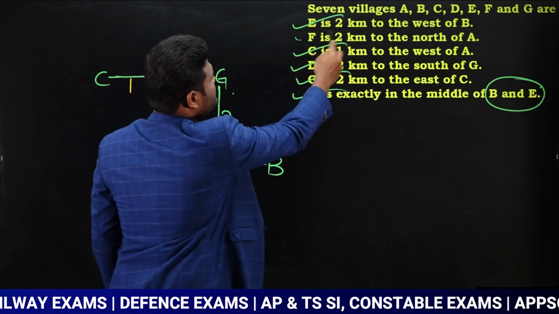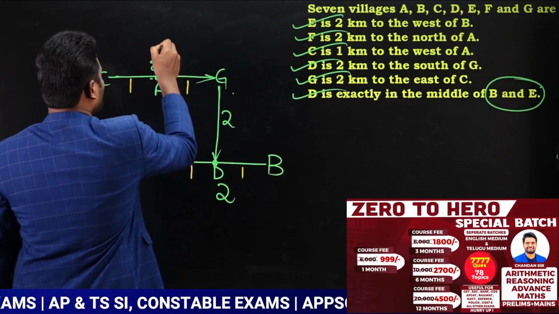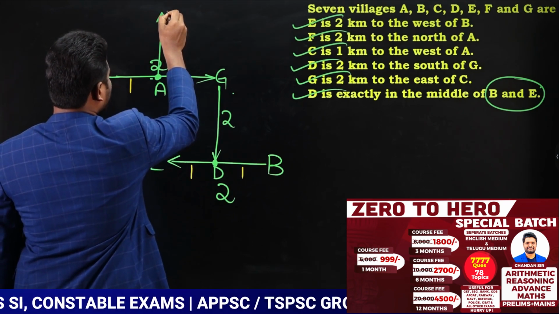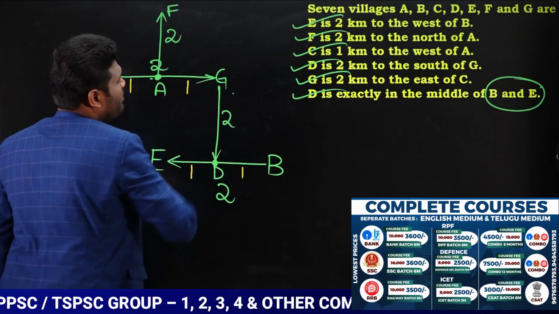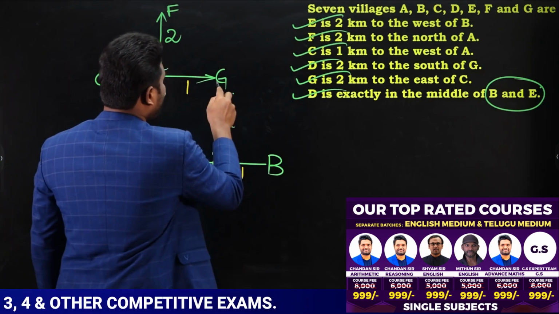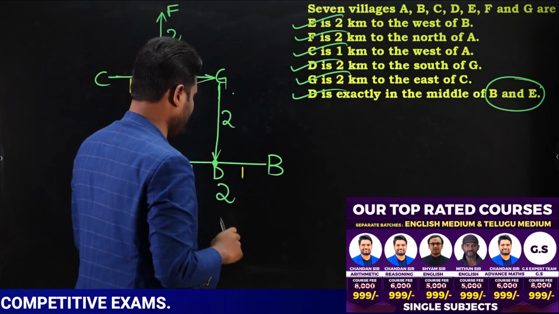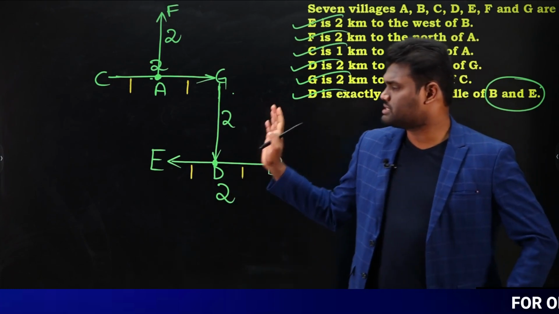Next, F is 2 kilometer to the north of A. This is A. For A, 2 kilometer north. Who is there? F. F is 2 kilometer to the north of A. So this is the representation. Now once we are able to represent this diagram carefully, then solving questions will be very simple. Okay. So this is the representation.